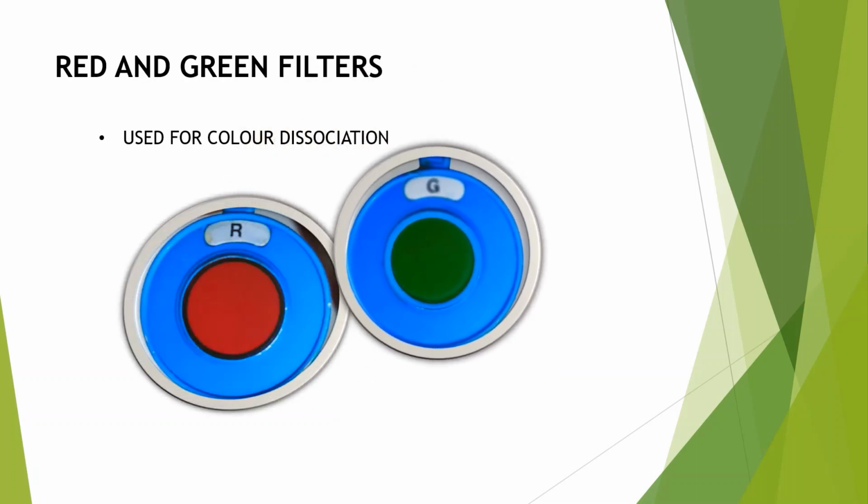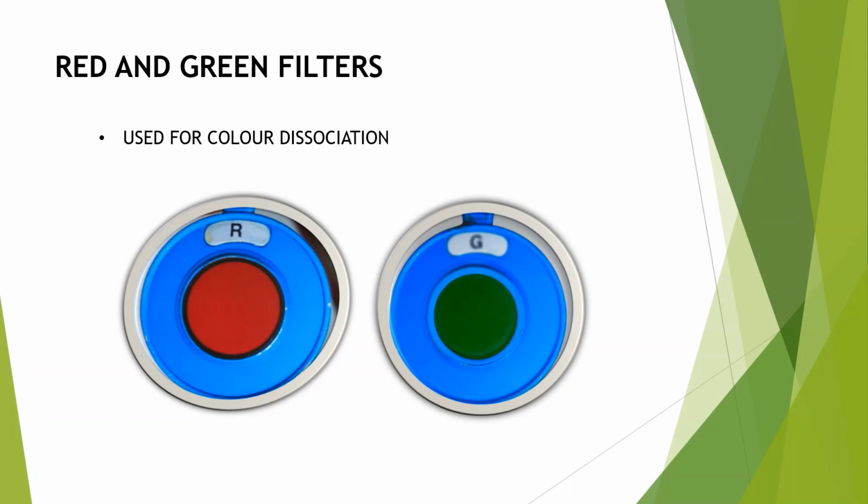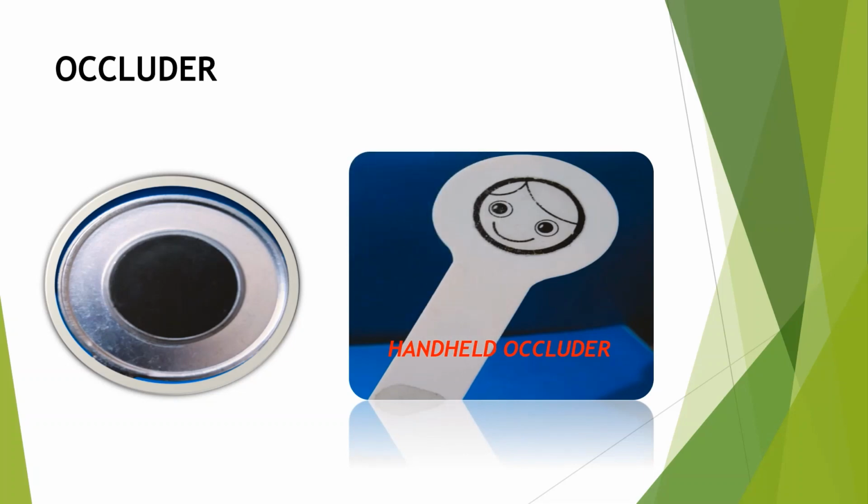Fourth accessory is red and green filter. It is used for color dissociation. Red filter is placed on right eye and green filter on the left eye. It is used to find out suppression of eyes and diplopia, and also to perform tests like Worth's four dot test and Friend test. It is used to measure fusion. Fifth accessory is occluder. It is an opaque plastic disc used to dissociate fusion and to close one eye, while the other eye can be tested for the visual acuity.